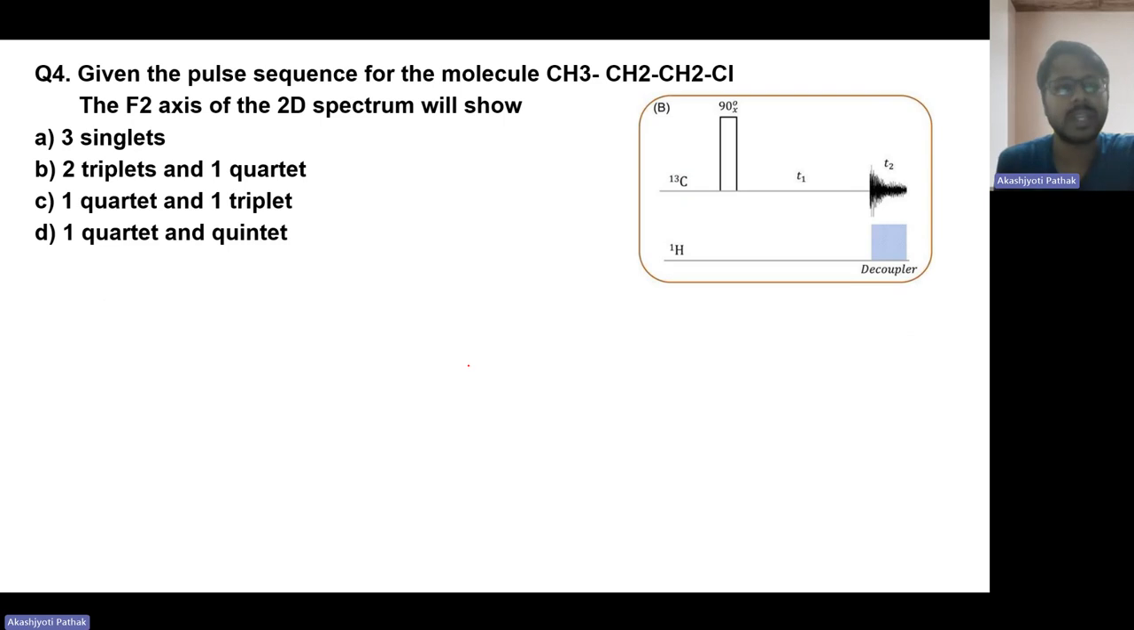I hope all these questions are clear. Now try to solve this question. Given the pulse sequence for the molecule CH3, CH2, CH2, Cl, the F2 axis of the 2D spectrum will show.